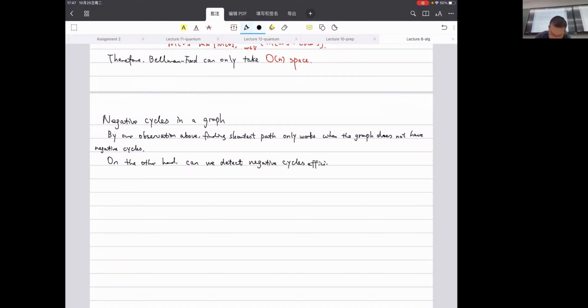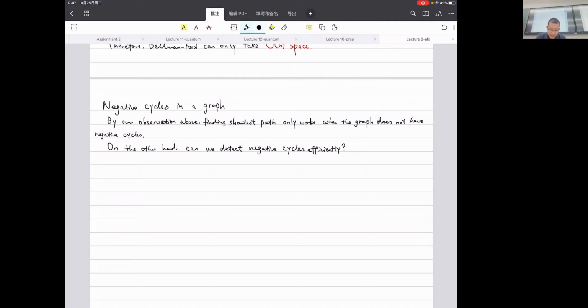By detection, I mean we are asked to output a negative cycle if it exists. If a negative cycle exists, we don't need to run the Bellman-Ford algorithm anymore, because the shortest path problem on a graph with a negative cycle is not well defined. But if we make such a detection and there are no negative cycles, then we can go to the Bellman-Ford algorithm. So this is still heavily based on the analysis of the Bellman-Ford algorithm.